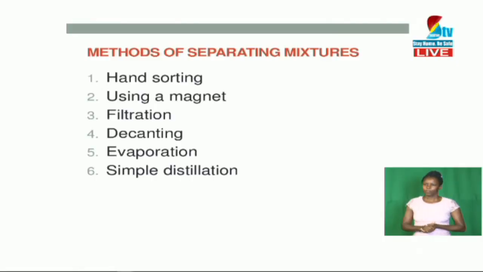Okay, dear learners, these mixtures that we have talked about can be separated using different methods. So now we are going to look at the methods of separating mixtures. Number one, we have hand sorting. Number two, we can separate mixtures using a magnet. We can also separate using the method of filtration.